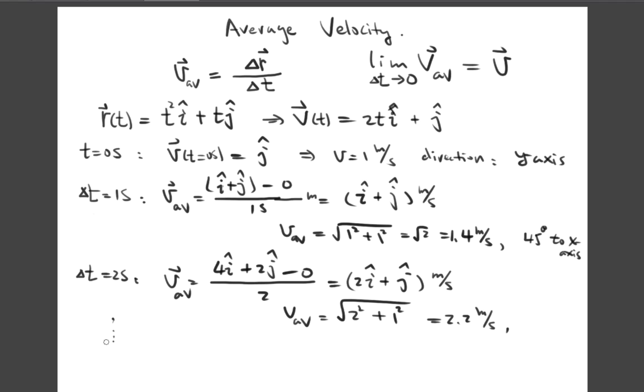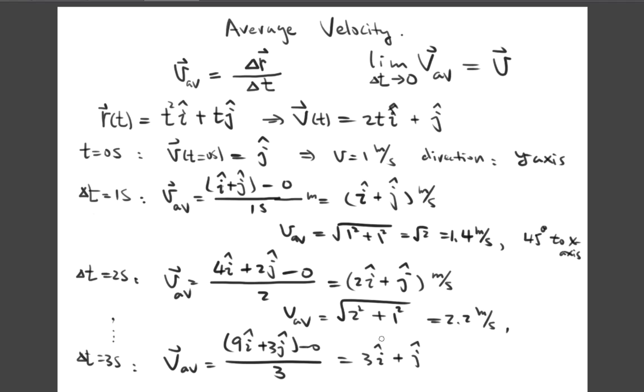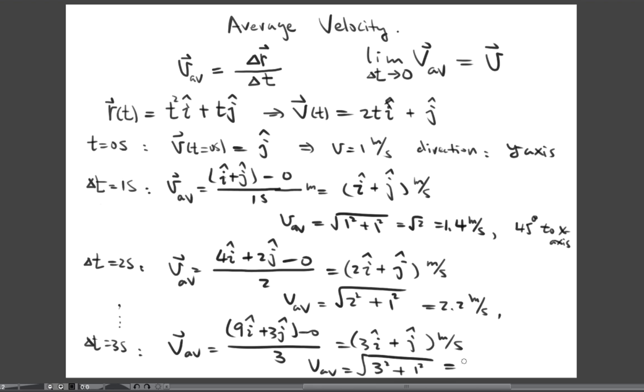And we can do this further. Let's say delta t equals 3 seconds. Then the average velocity becomes 9i plus 3j minus 0, divided by 3. So we get 3 i hat plus j hat in meters per second. So V average now has magnitude the square root of 3 squared plus 1 squared, about 3.2 meters per second, and this direction is again further away from the y-axis.